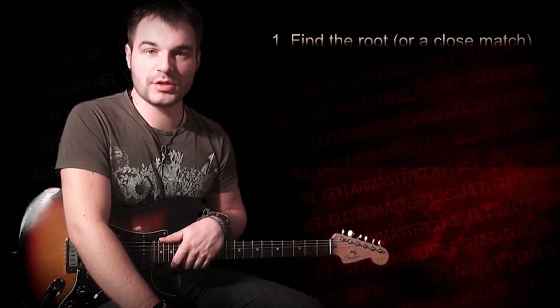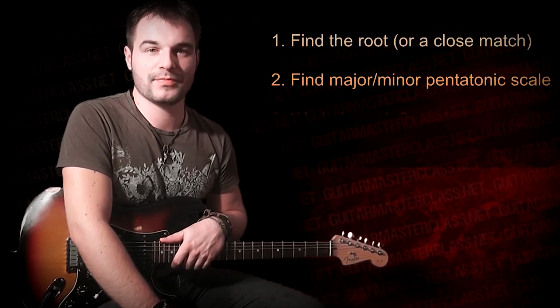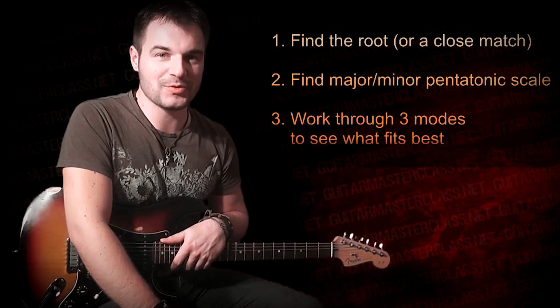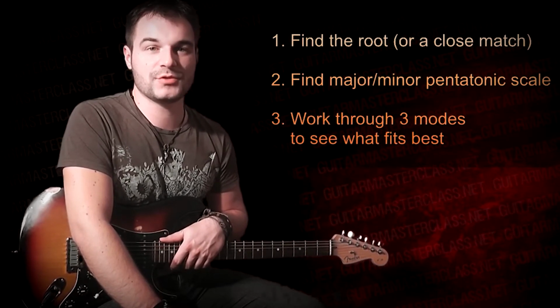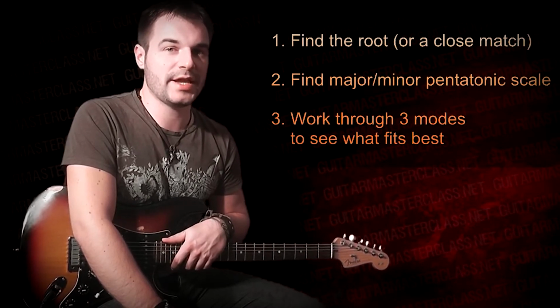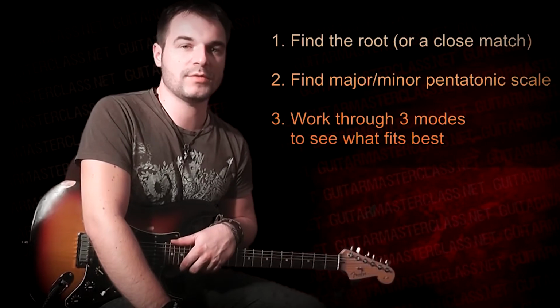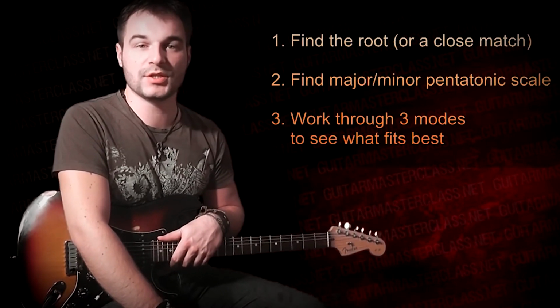When the progression kicks in, you find a root or a close match, then match the pentatonic scale as before, and then you add 2 more notes depending on the mode. First you can try with Ionian mode. If that doesn't work, try Lydian. If that doesn't work, try Mixolydian. One of these 3 will most definitely be the correct one.